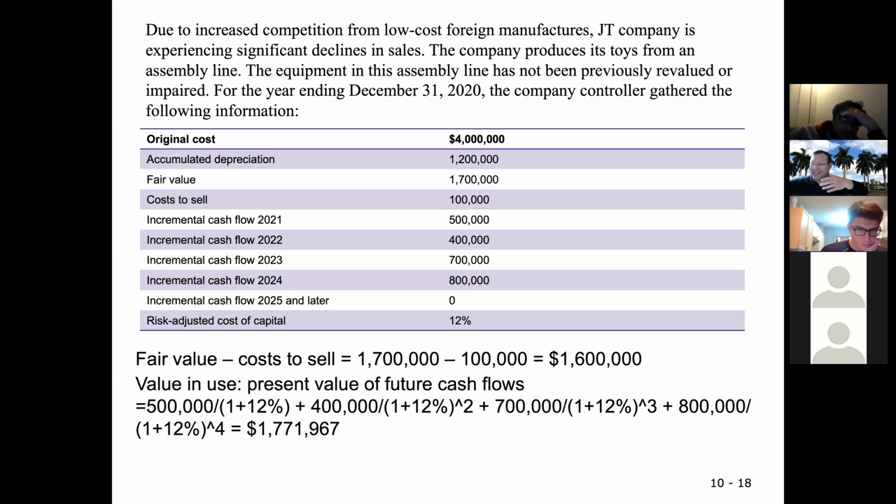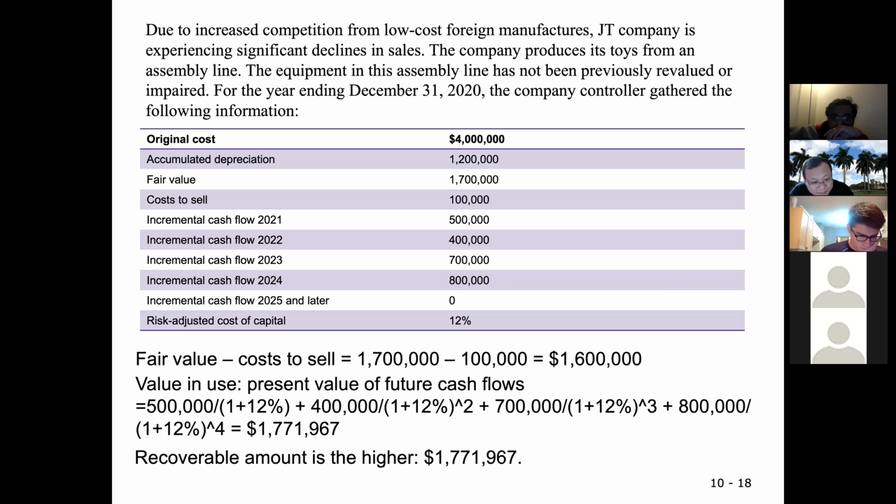If you don't sell it, if you use it, this is the value. If you sell it, 1.6. What is the recoverable amount? So the higher of the value in use and the fair value minus cost to sell. Yeah, the higher, right? And in this case, it is 1.7 million. Very good. So that's the recoverable amount.